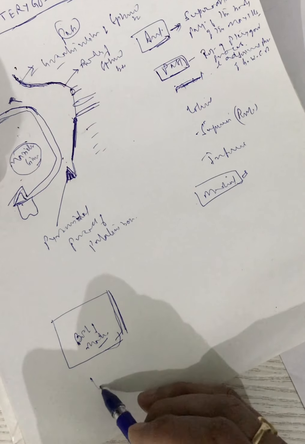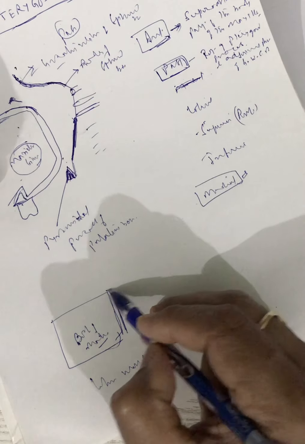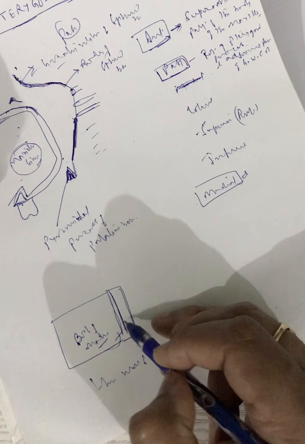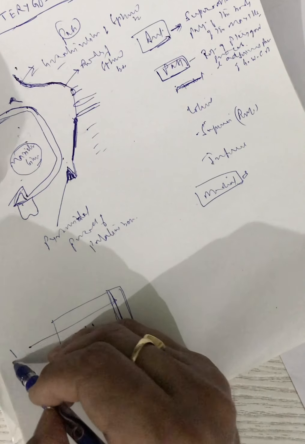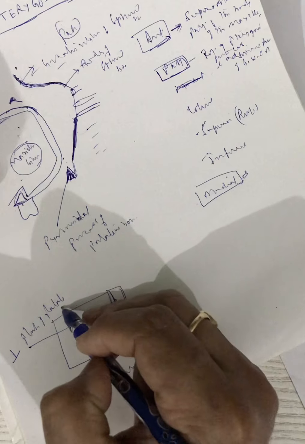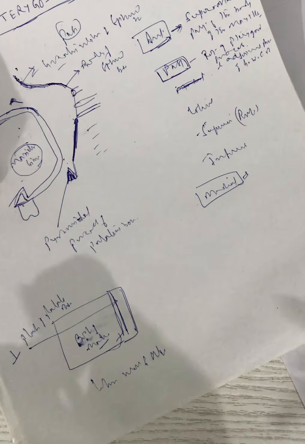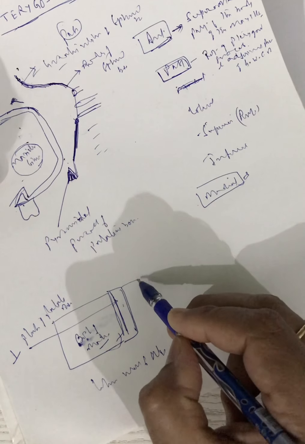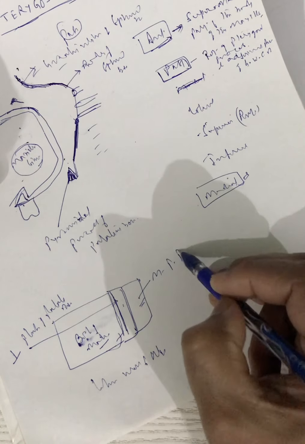Now we are talking about the lateral wall of nose. Here we have got a plate, and this plate is known as the perpendicular plate of palatine bone. Here we have the medial pterygoid plate.